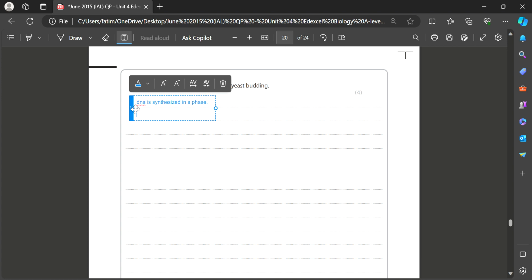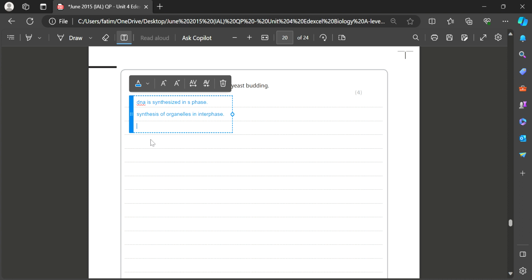Okay, then synthesis of organelles, because it's a single cell, so it's not going to have organs. It's going to be organelles because they're tinier. It's going to be in interphase. This again is information that you should definitely have before doing past papers. It's just concepts.